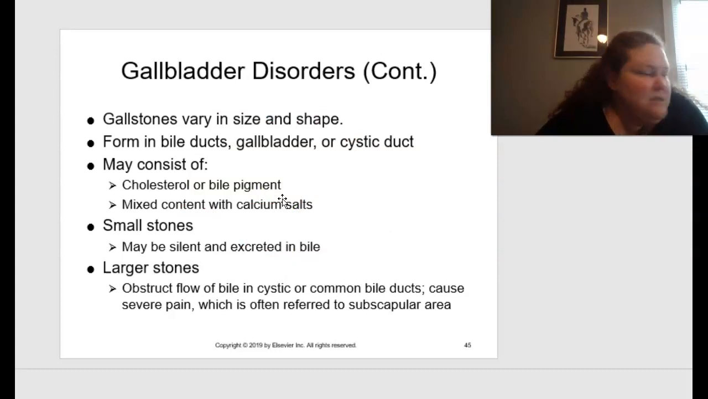Moving on to gallbladder disorders, this is on page 456. Gallstones can vary in size and shape. They can form in the bile ducts, gallbladder, or the cystic duct, and they may consist of cholesterol or bile pigment, and these have mixed contents with the calcium salts. These can be caused by small stones, and these may be silent and excreted in the bile. You might not really even know, whereas the larger stones can obstruct the flow of the bile, and the cystic and common bile ducts cause severe pain, which is often referred to as the subscapular area.